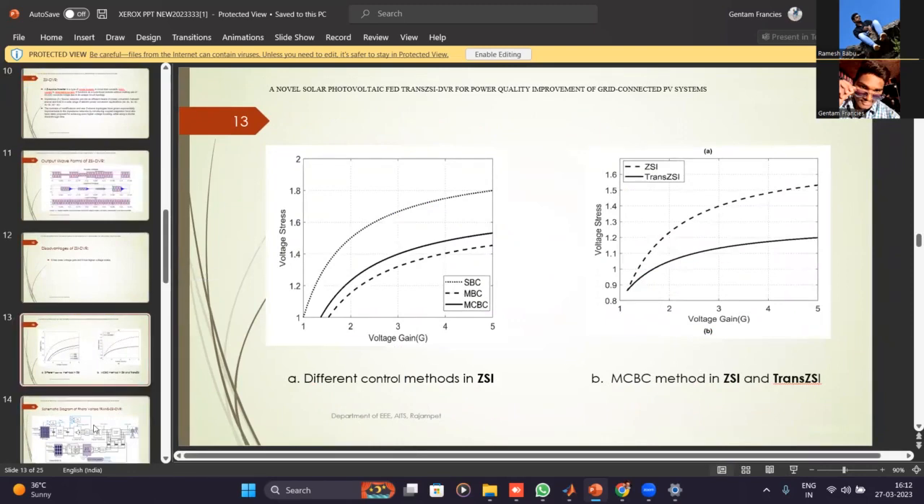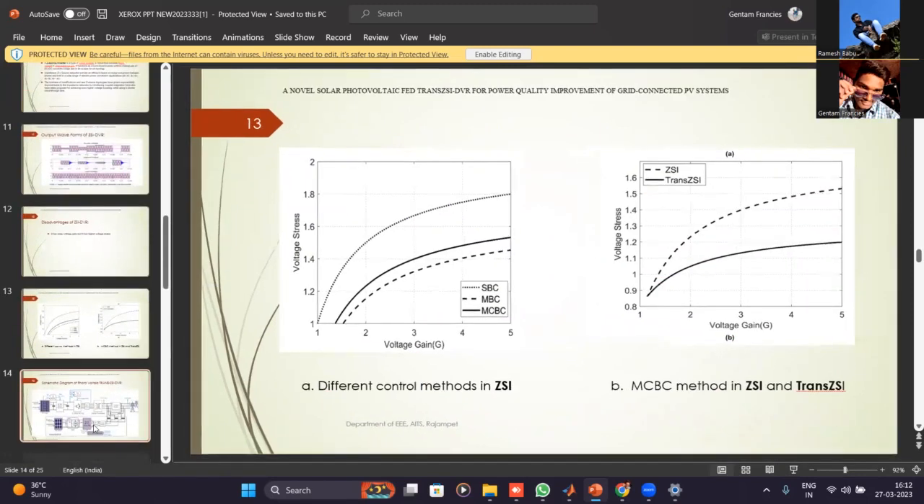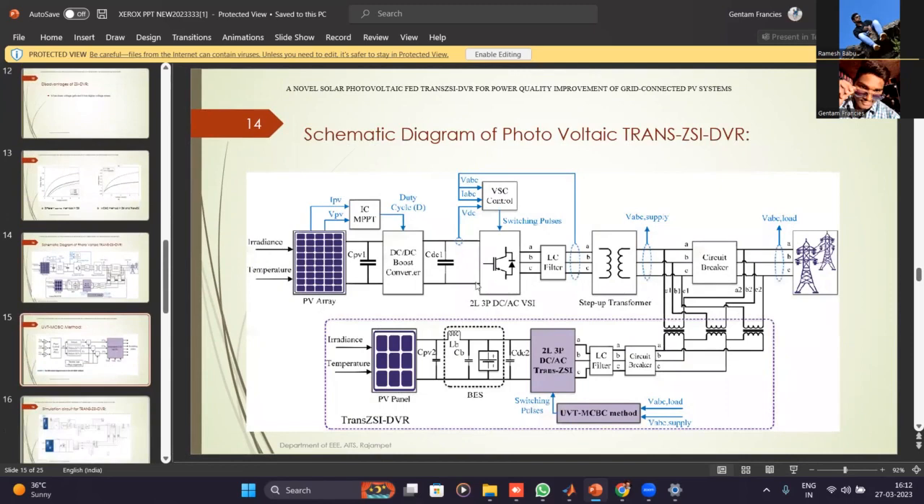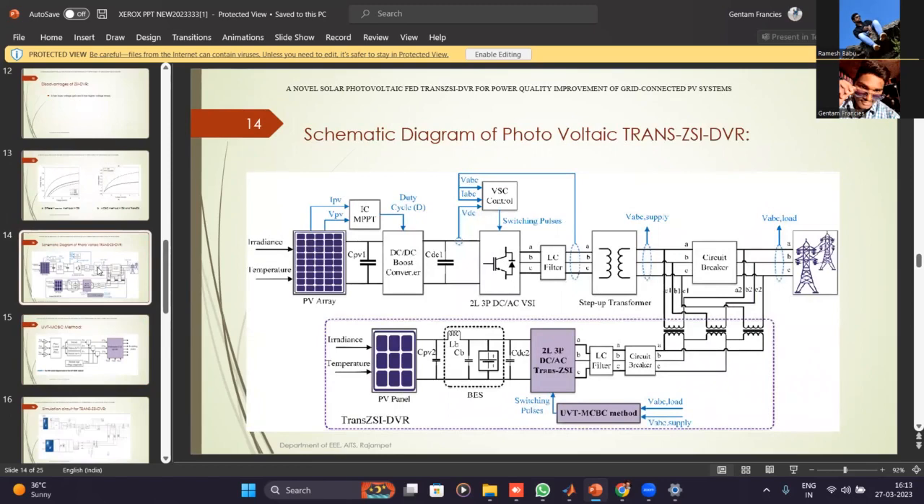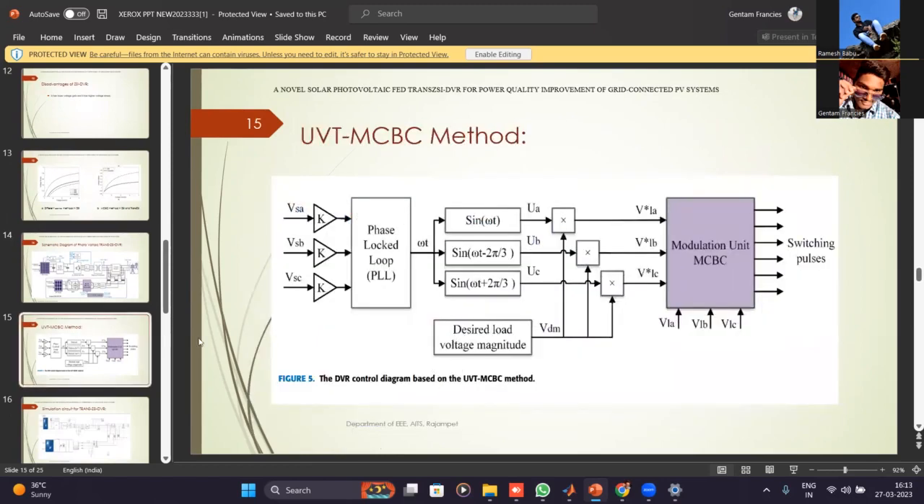This is the proposed system with buck-boost capabilities, where we have used the UVT MCBC method as an improved mode to control the injected voltage at desired levels by controlling each voltage, where we are using the voltage switches to improve the signaling: when to stop, when to inject, and when to observe the signals.